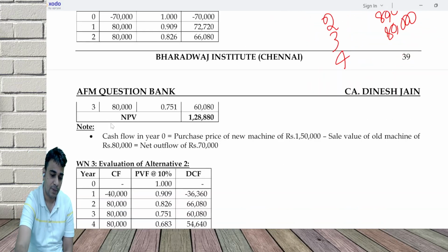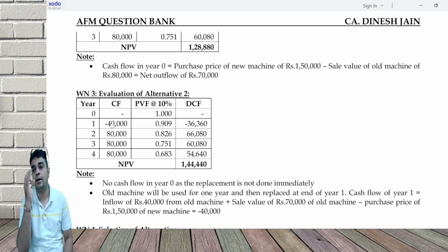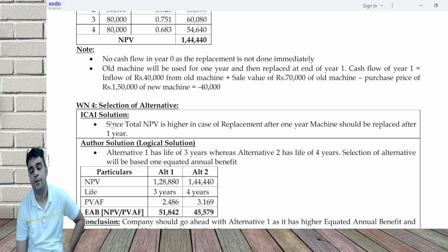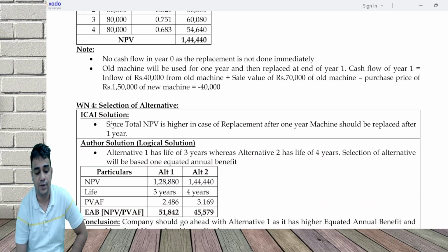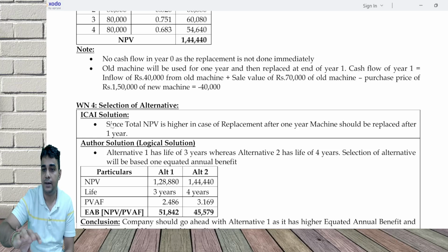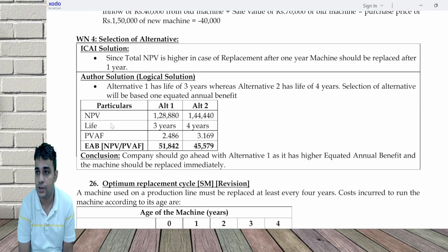Now, this is my answer after discounting. The first alternative was 3 years life, the second alternative was 4 years life. If the same question gets repeated, ICI has closed this on the basis of NPV. I feel we should do EAB and then give the answer. But in case it gets repeated, close with your ICI solution. Don't go to the logical one.